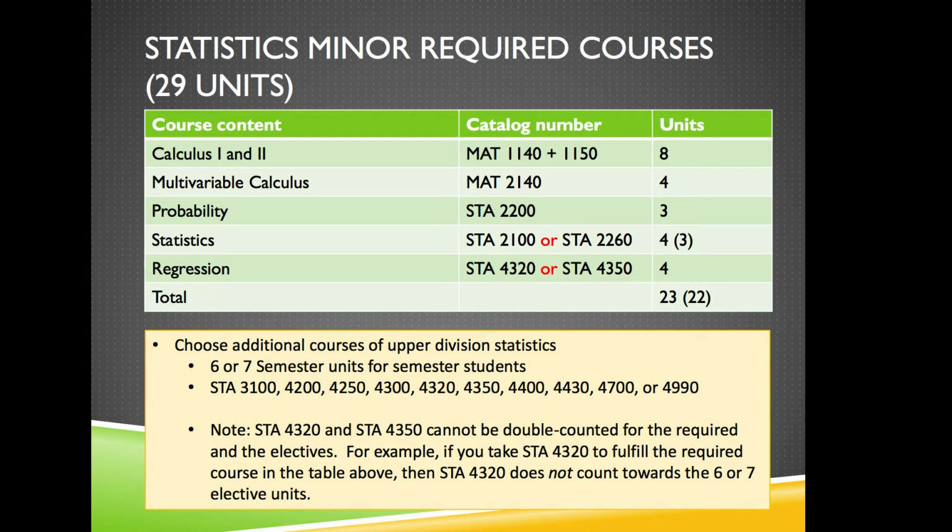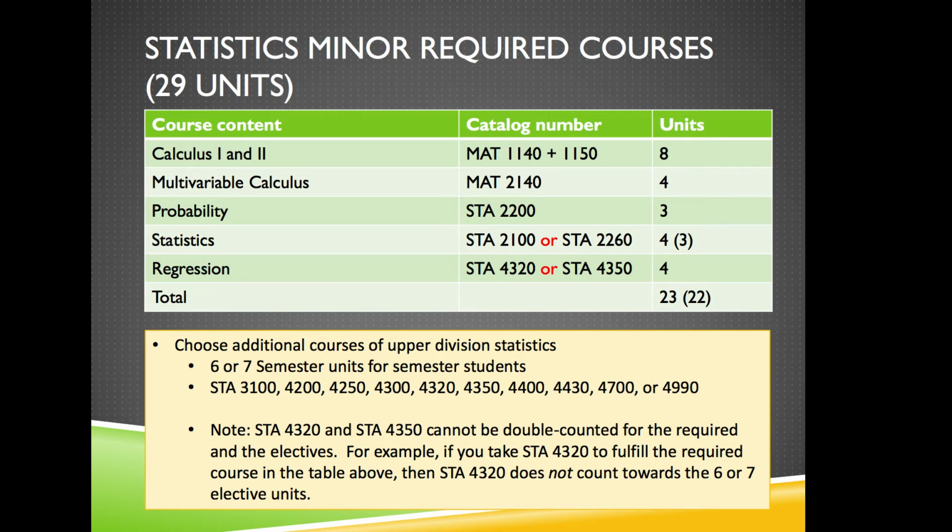Then in addition, there's an upper division course in regression. That's such a key idea in statistics that you're required to take one of these two courses that covers it in detail, either Stat 4320 or Stat 4350. And so altogether, when you look at that list of required courses for the stats minor, it comes to either 23 units or 22 units, depending upon the choice of which class you took for the basic statistics content. So the total minor is 29 units.